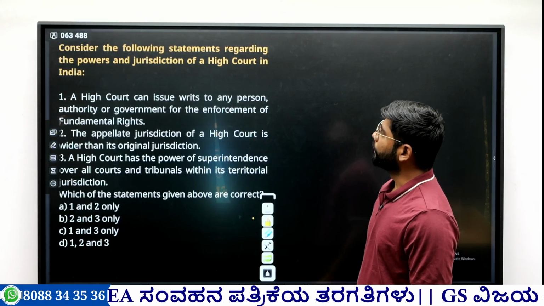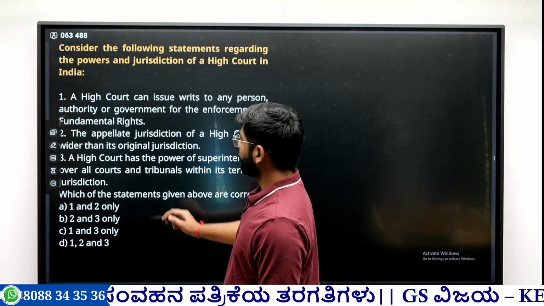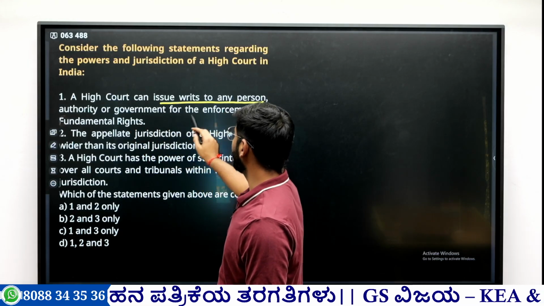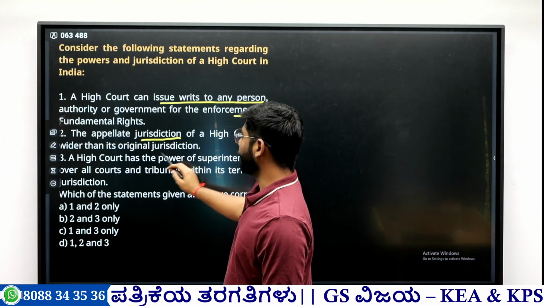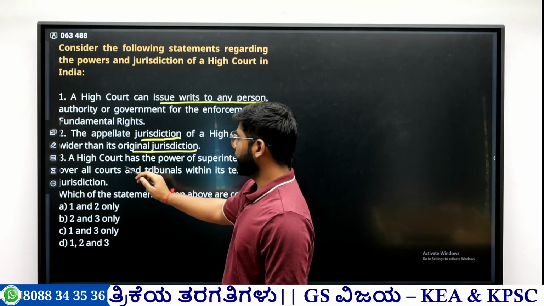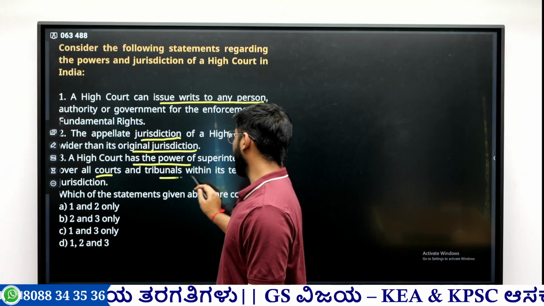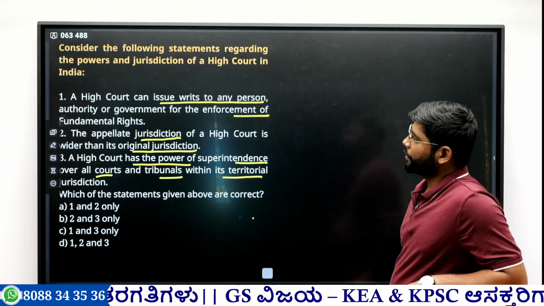Next, consider the following statements regarding power and jurisdiction of High Court in India. The High Court can issue writs to any person, authority, government for the enforcement of fundamental rights. Then the appellate jurisdiction of High Court is wider than the original jurisdiction. Then the High Court has the power to superintend over all courts and tribunals within its territorial jurisdiction. Now let's see which one is correct.